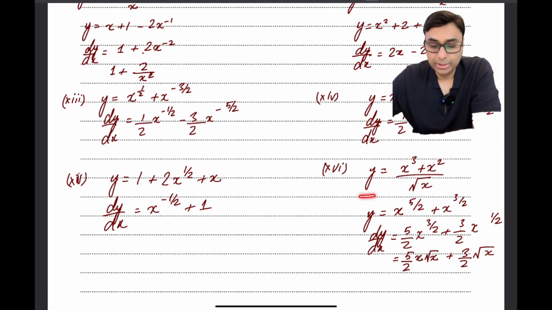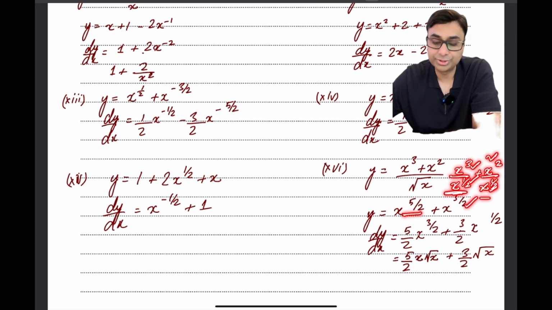So another example is when you have x cubed plus x squared divided by root x. First thing is that you're going to separate these two terms. So one term is going to be x cubed divided by root x, and the other one is going to be x squared divided by root x. Once you are able to separate these two terms, you will simplify, and 3 minus half becomes 5 over 2 and 2 minus half becomes 3 over 2. And then you will apply the differentiation formula.